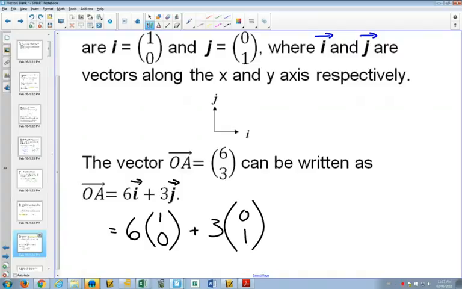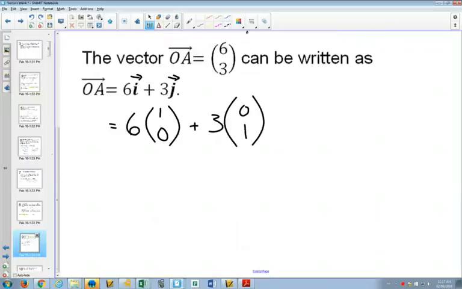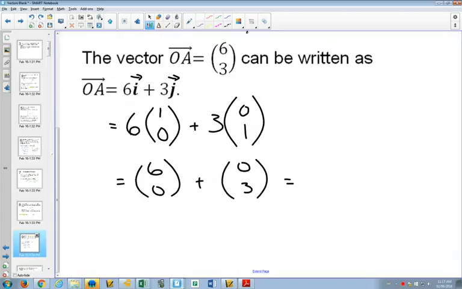And you can sort of think of them almost like matrices. How would I put these together? How would I multiply these and add these as matrices? Well, this one would be 6, 0, and this one would be 0, 3. And if I added corresponding elements, I would get that same column vector 6, 3. So 6i plus 3j is another way of writing the column vector 6, 3.